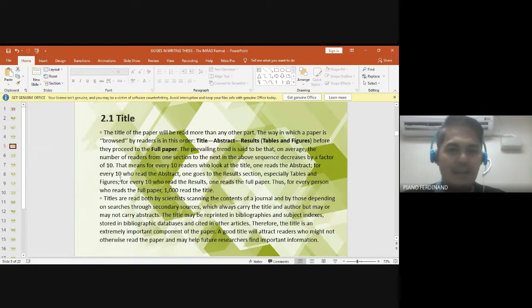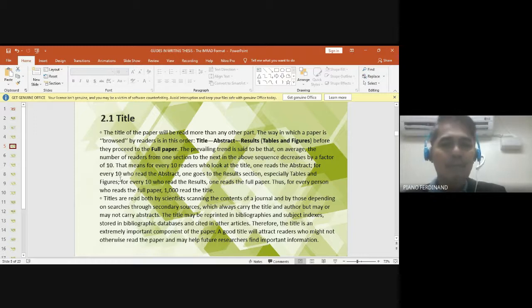Titles are read by both scientists scanning the contents of a journal and by those depending on searches through secondary sources, which always carry the title and author, but may or may not carry the abstracts. The title may be reprinted in bibliographies, in subject indices, stored in bibliographic databases, and cited in other articles. Therefore, the title is an extremely important component of the paper. So what does this suggest?